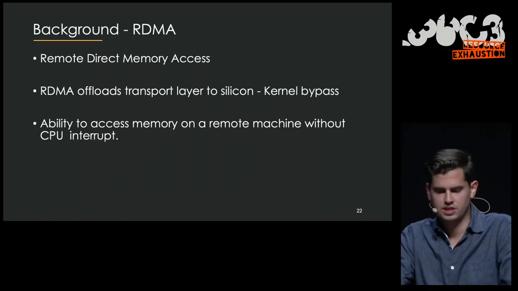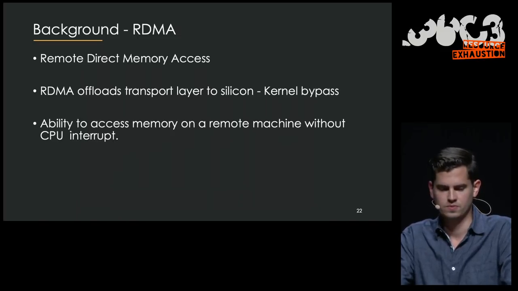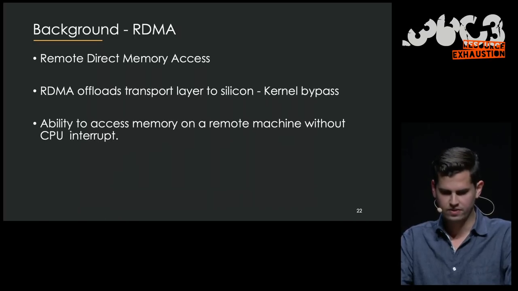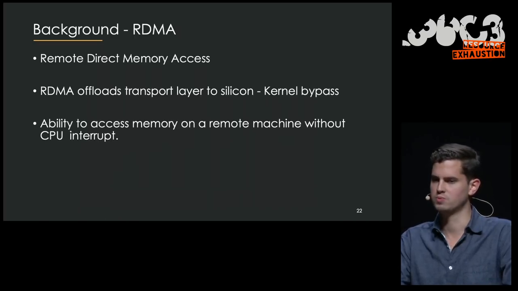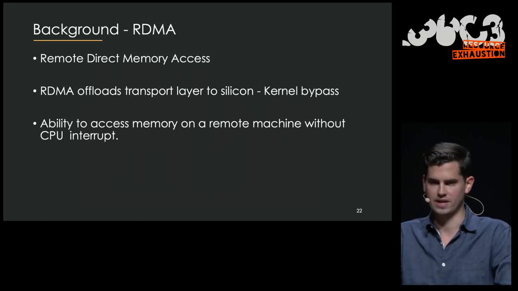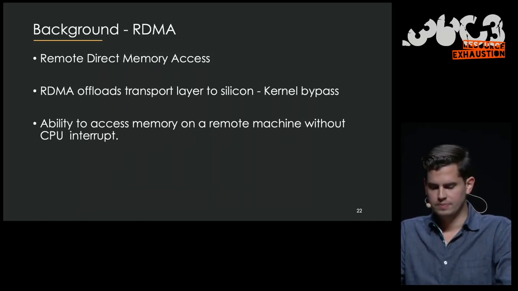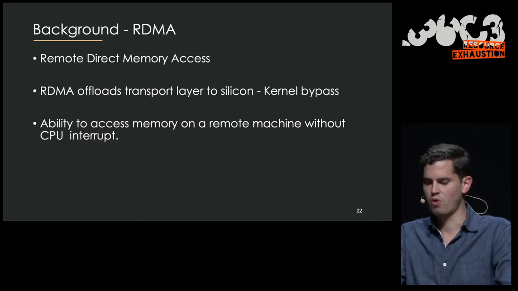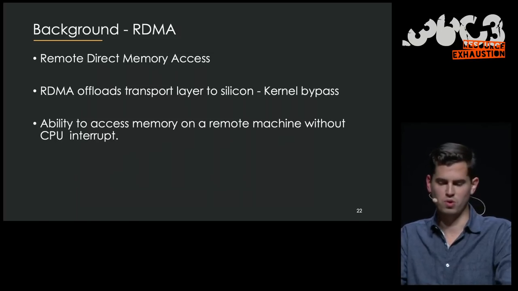The other technology that we were abusing is RDMA, which stands for Remote Direct Memory Access. It basically offloads transport layer tasks to silicon. It's basically a kernel bypass. And it also involves no CPU, so an application can access remote memory without consuming any CPU time on the remote server.